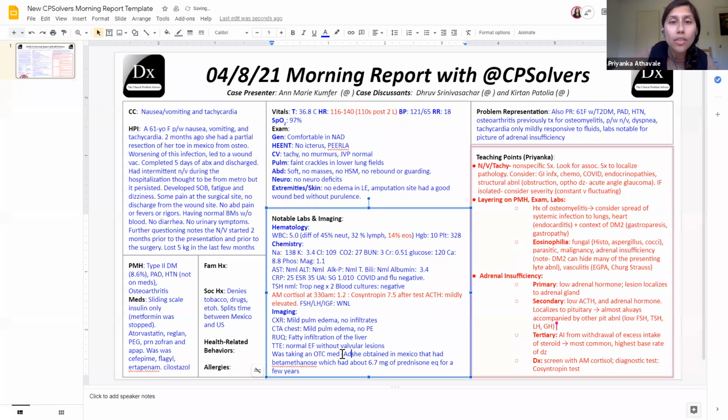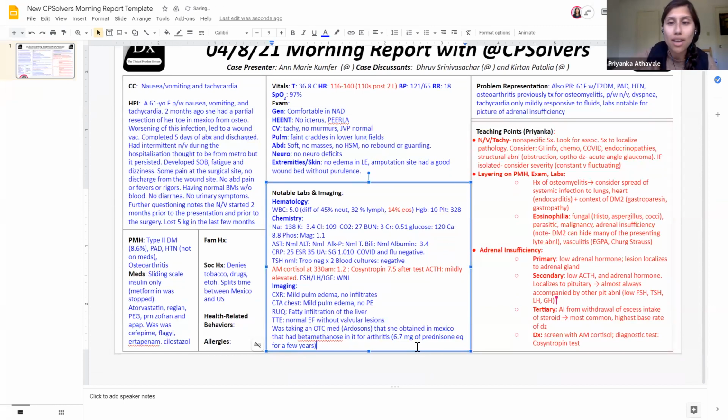And I think that took us at that point to the GI system, considering infectious causes, not to forget COVID, and also other endocrinopathies and structural abnormalities like GI obstruction or ophthalmologic diseases that can lead to nausea, vomiting, and tachycardia. I really want to encourage everyone, if you haven't seen it yet, to check out the nausea and vomiting pathway that is on the CP Solvers website under the schemas that was made by a third-year med student, now fourth year, Cara Lau, which is amazing.